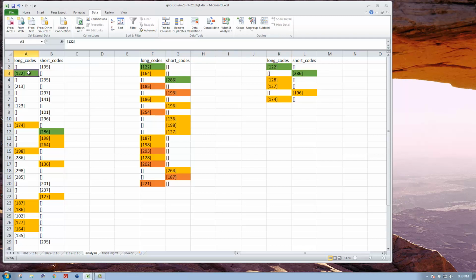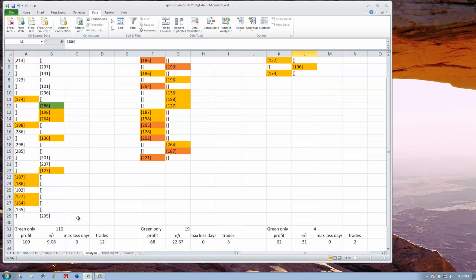122 long looks like a good code for gold. And there's a one short, actually, 286 short for gold. That yields this profit across 110 days, $1,090 on 12 trades. Not that many trades. Okay, that's not even one a week.